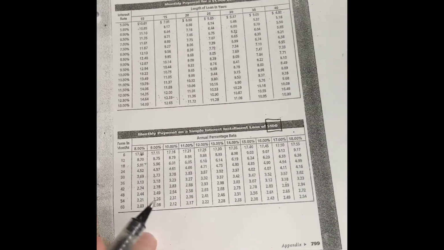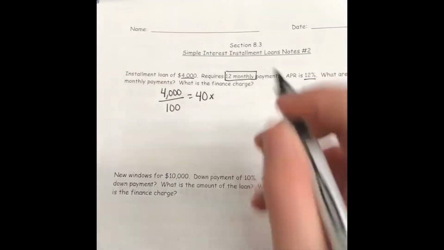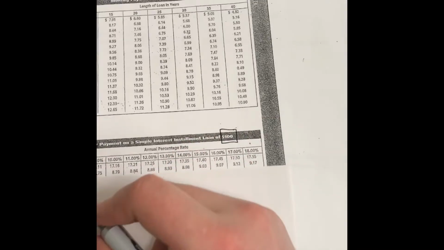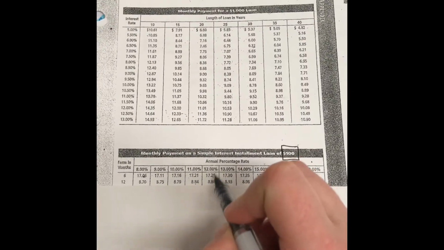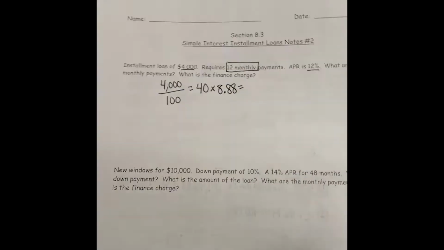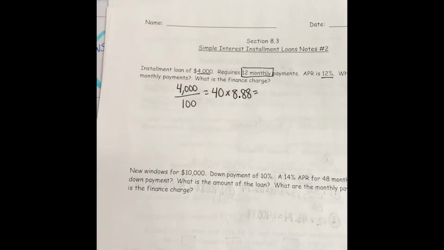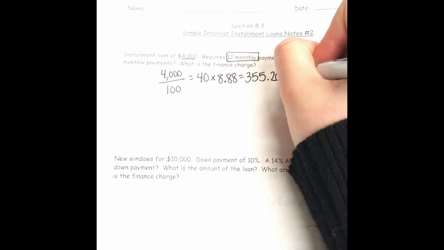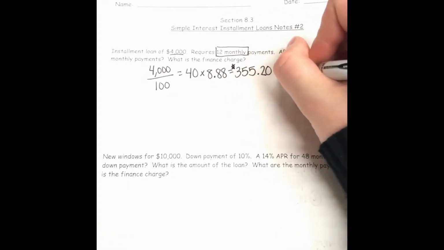Then I multiply that by my table value. So when I go to my table, looking at my loan of 100, we said what? 12 months at 12%. So if it helps to get an index card, that's what I always like to do. Put it across the 12 months. To 12% is $8.88. So that's what we're going to multiply by. So 40 times 8.88, 355.20. This is my monthly payment.